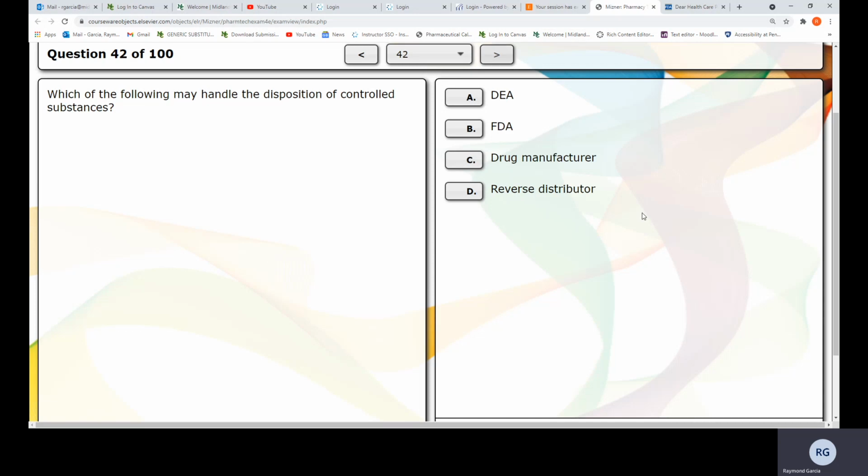Which of the following may handle the disposition of controlled substances? Controlled substances would probably give it away. And disposition.